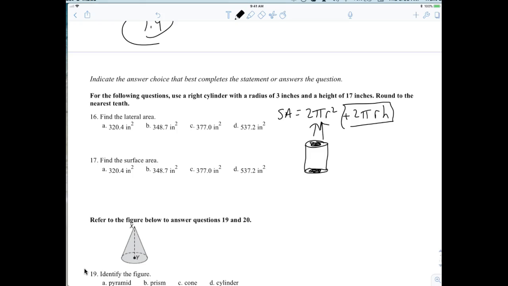It'd be 6 times pi times 17. So the lateral area is just 2 pi times the radius times the height. 51 times 2, 102 pi. Would it be the same thing if it was pi d h? Pi times d, yes. The reason they just leave it as 2 pi r is because there's an r in this formula.